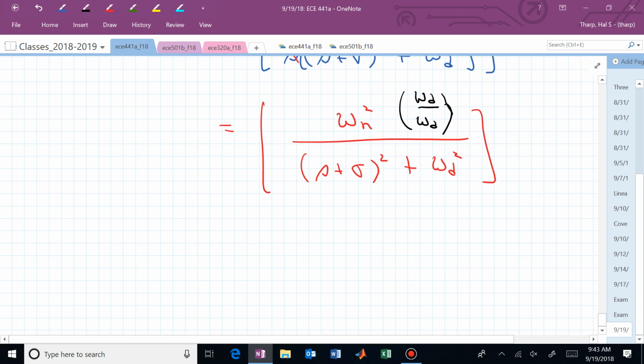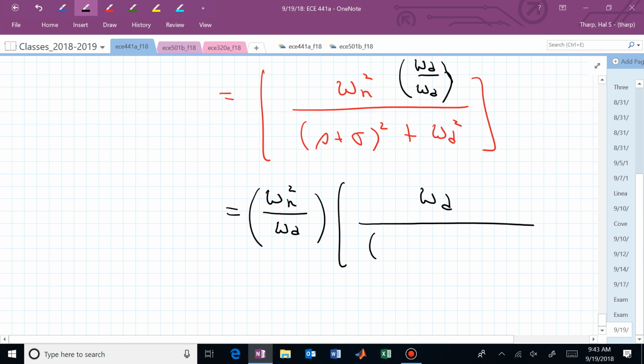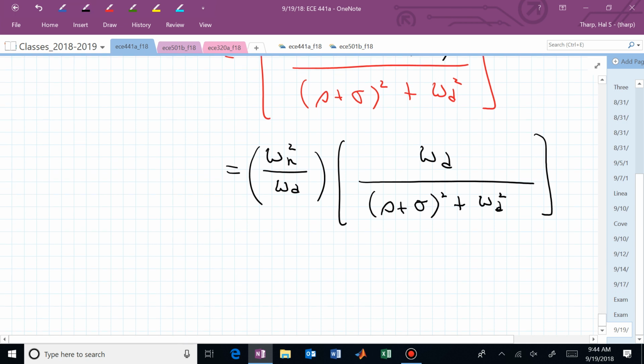So now we want omega sub d only, so factor what's not omega sub d out of the numerator in the brackets and put it out front. We now have this omega sub n squared over omega sub d scaling omega sub d over s plus sigma squared plus omega sub d squared. And the reason we did that is because now we can inverse Laplace transform what's in brackets. That is in our table. That's an exponentially damped sinusoid.